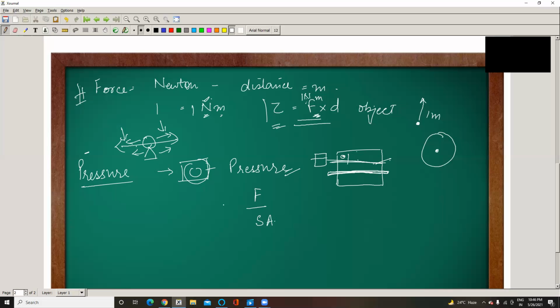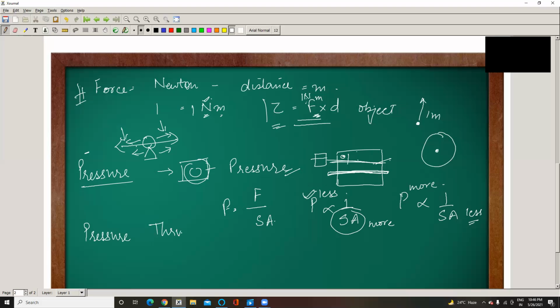Iska matlab kya hua, pressure is inversely proportional to surface area. Okay, surface area bada hoga, pressure will be less. If pressure is more, it means the surface area is less. Okay, inverse proportion. So now pressure and thrust ki baat karte hain.